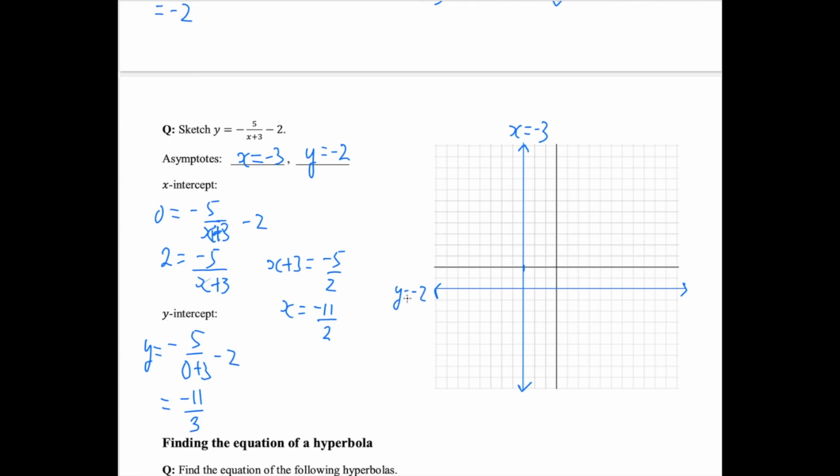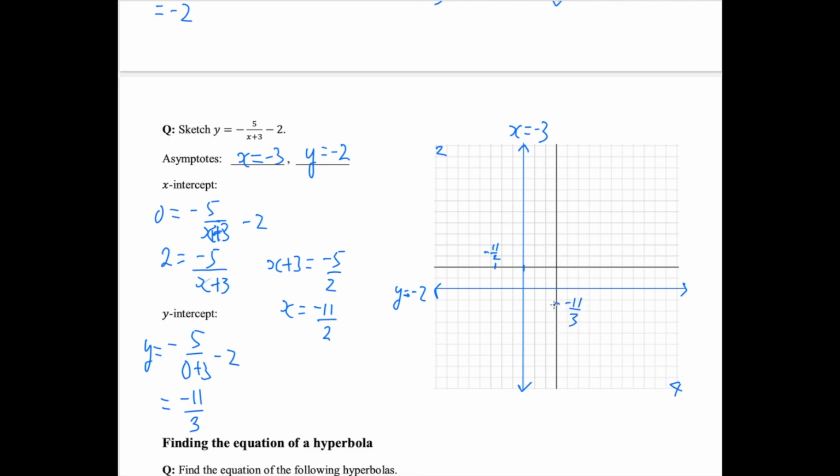Now, because we know that this hyperbola has a minus in the front, so we know it's going to be in quadrant 2 and quadrant 4, right? Without even sketching this, I already know. So let's label the x and y. So x equals minus 11 on 2, which is minus 5.5. Okay, so 1, 2, 3, 4, 5, somewhere here. So the y-intercept is minus 11 over 3. So this is slightly below minus 3, as you can see from here.